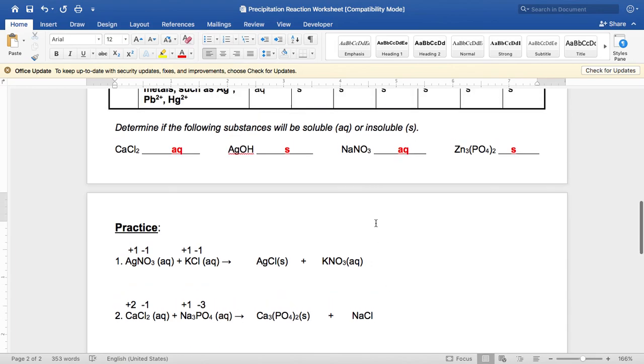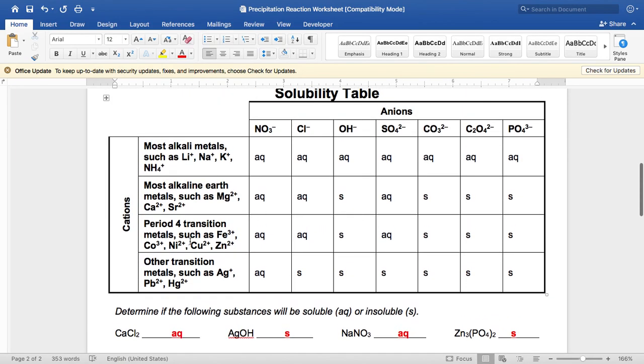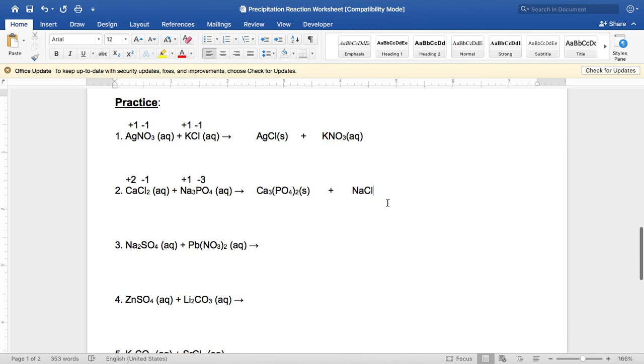And then we have NaCl. Na was in our first row, Cl was our second column, and we line them up and we see that it is aqueous. So I'm going to go ahead and put this as an aqueous solution.